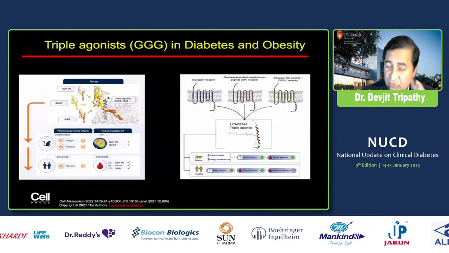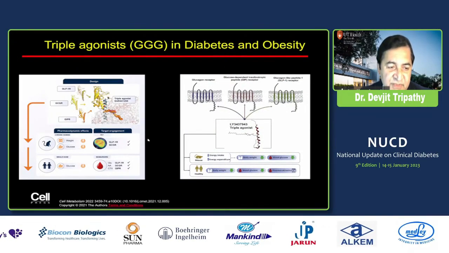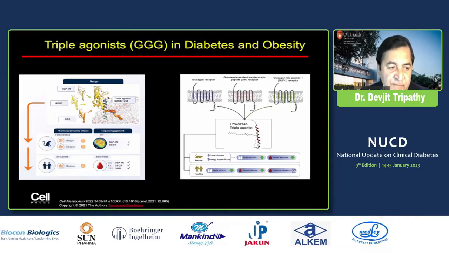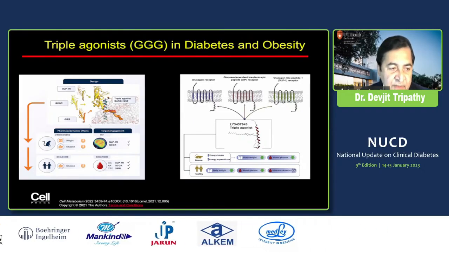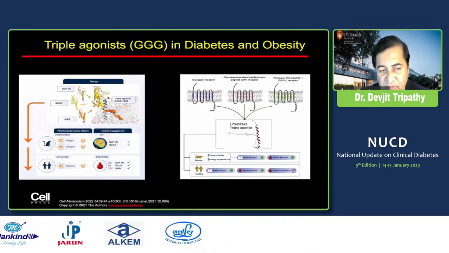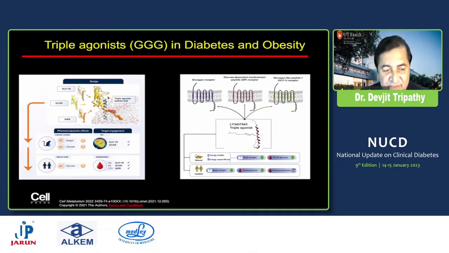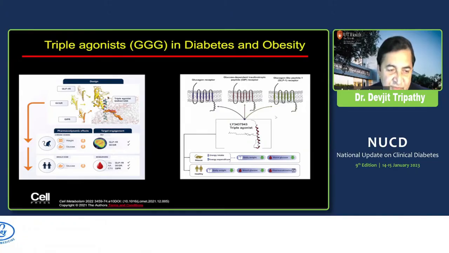So these are the two triple agonists that are being pursued in clinical trials. They both were published in Cell Metabolism in 2022. This is a compound developed by Sanofi, and this is a compound by Lilly. Both these drugs in animal models showed improved weight loss, insulin sensitivity, and insulin secretion. However, the Sanofi compound is a once-a-day compound, whereas the Lilly compound is once a week.